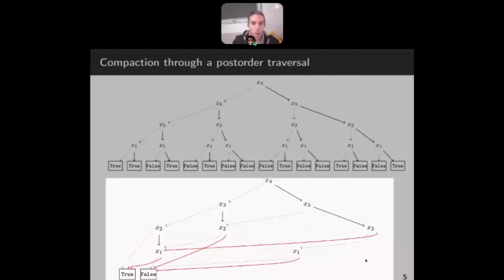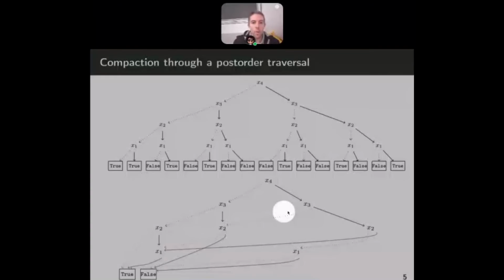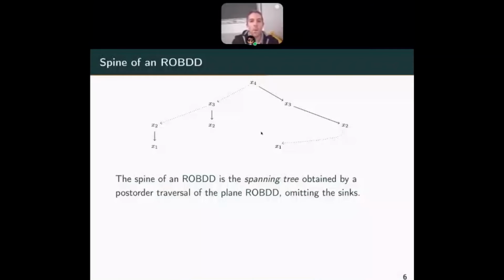Either I have a black pointer, meaning that the structure here is seen for the first time as the right child of this x3, or I have red pointers when I point to a substructure that has already been seen during the traversal of the tree. And now my goal is to suppress these red pointers, and then I get this binary tree structure that is the spine of the ROBDD.